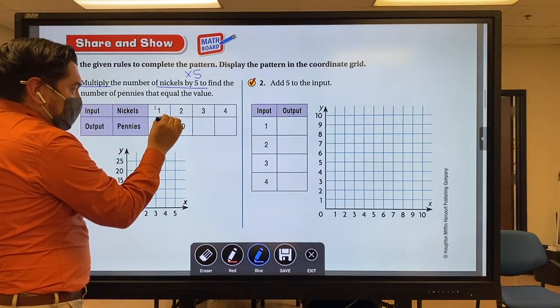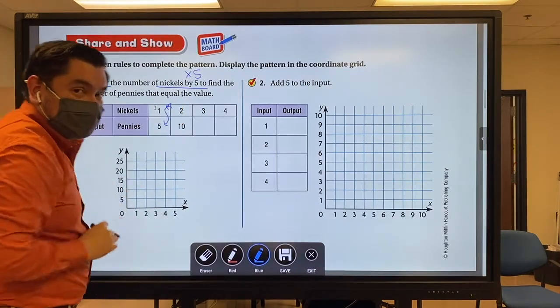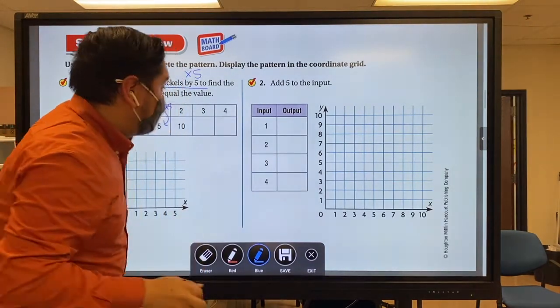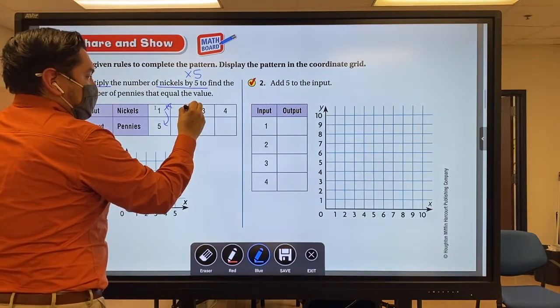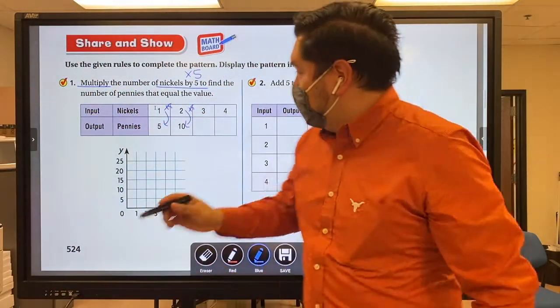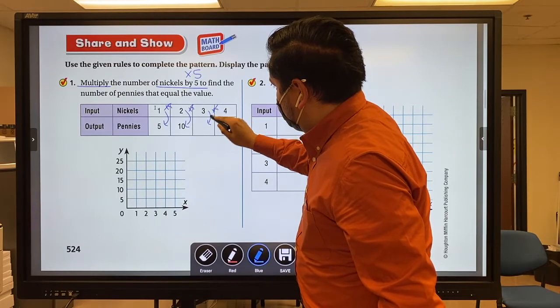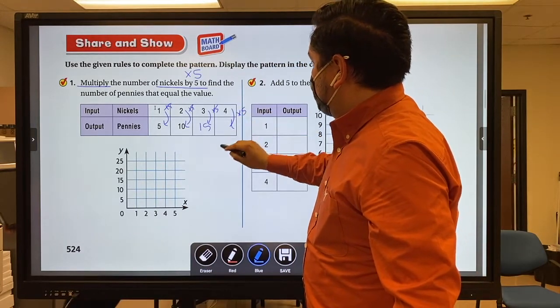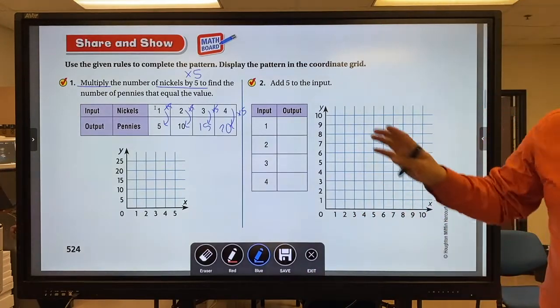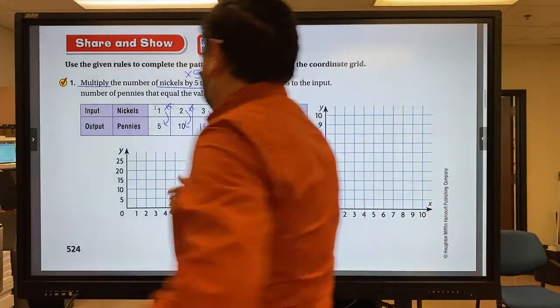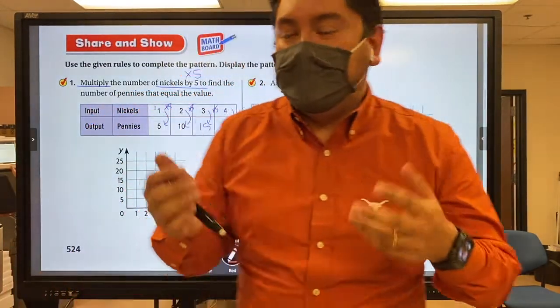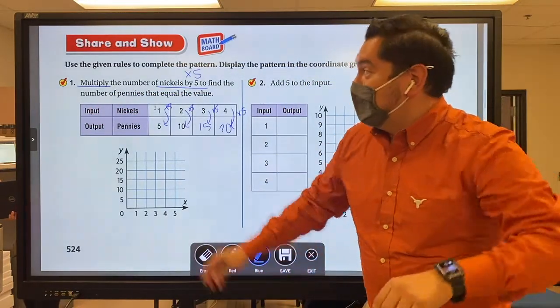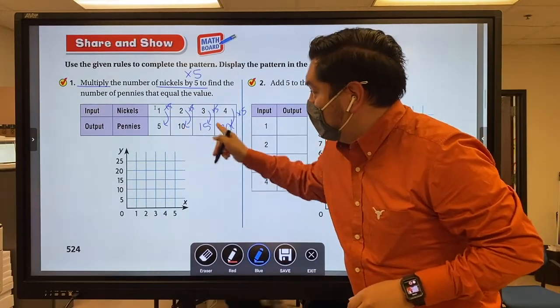Now, they started to do it here. 1 times 5 equals, I can hear you, that's right, 5. Now, 2 times 5 equals 10. 3 times 5 equals 15. And 4 times 5 equals 20. So you can just use that rule to find the output. It makes sense, right? A nickel is worth 5 cents. So if you have 1 nickel, you're gonna have 5 pennies. 2 nickels, 10, and so on. Now, so we did the first part. We used this story to figure out the outputs.